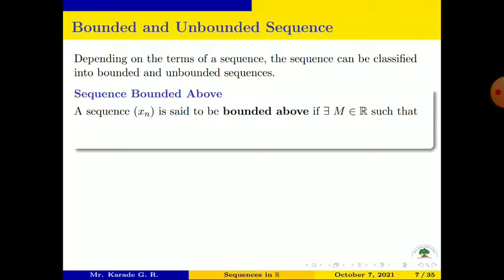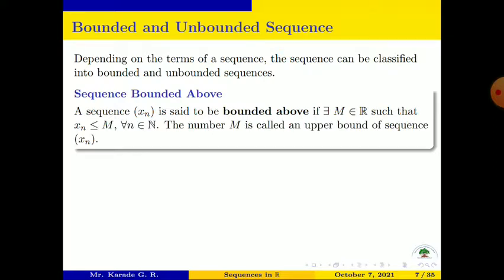A sequence xn is said to be bounded above if there exists a real number M belonging to R such that xn is less than or equal to M for all n belonging to N. This means that a sequence is said to be bounded above if all terms of that sequence are less than or equal to some fixed real number. The number M is called an upper bound of the sequence xn.